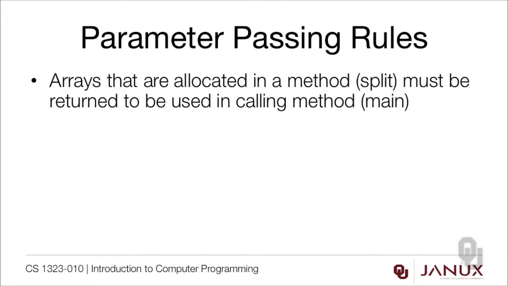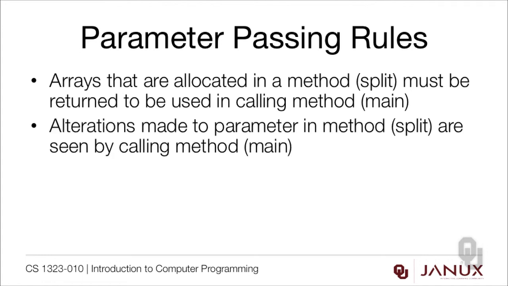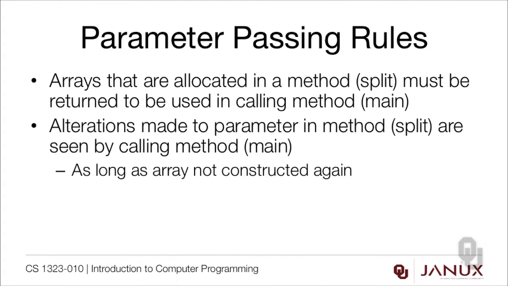So here are the parameter passing rules. Arrays that are allocated in a method, like split, have to be returned to be used in the calling method, like main. Alterations that are made to a parameter in a method like split are seen by the calling method, which is main again, as long as the array is not reconstructed. So this construction is the big issue.